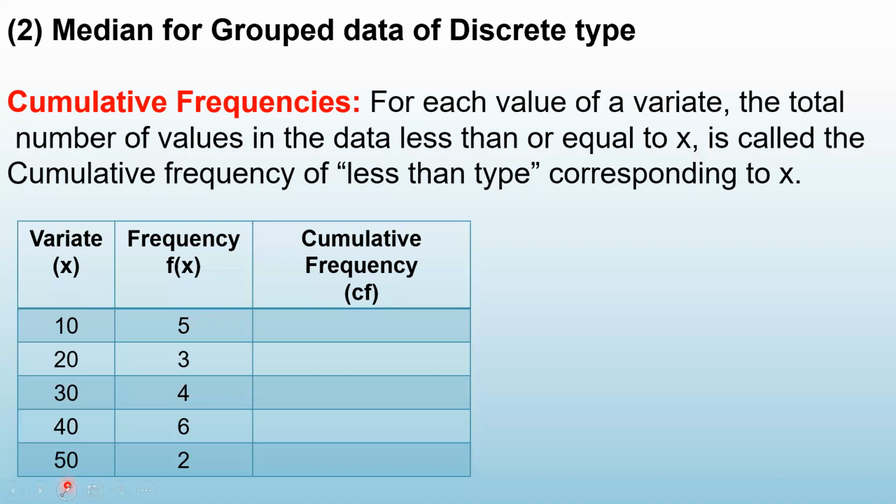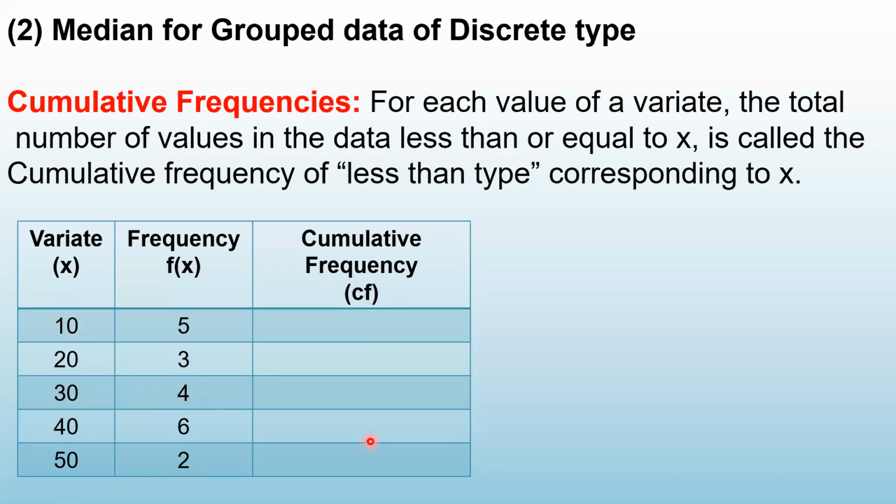In this table, look at the first column, variate. This is giving you the values of the variable. The second column is giving the frequency of that variable. So 10's frequency is 5, that means 10 is written in the data 5 times. 20 is written 3 times and so on. So you already know this.